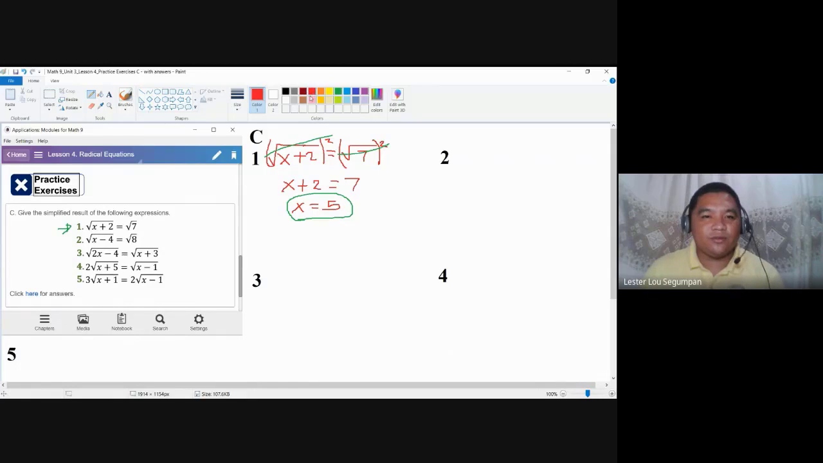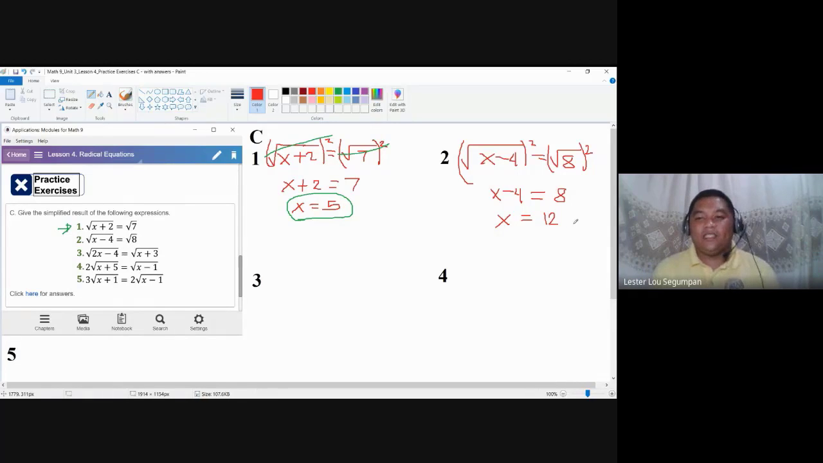Let's have number 2. The square root of x minus 4 is equal to the square root of 8. Again, we square both sides and we have x minus 4 is equal to 8. This is now a linear equation. Add both sides by 4, so you have 12. Checking, we will use 12 here. 12 minus 4 is 8. So both sides are now in the form of square root of 8. In short, this is now a solution.